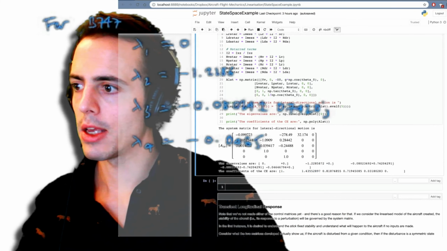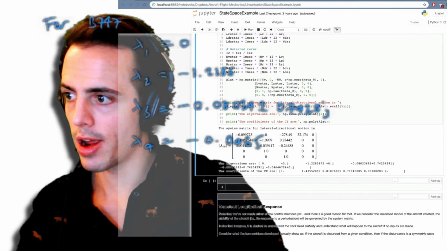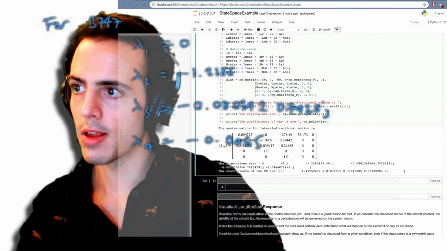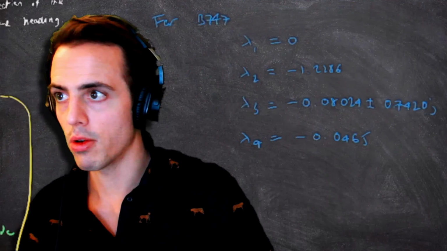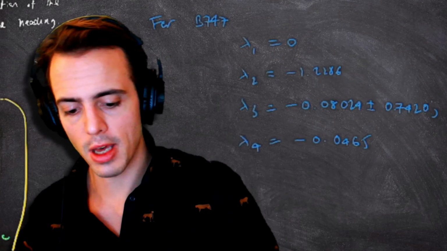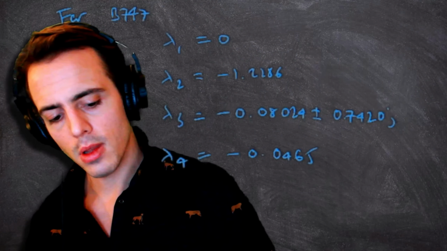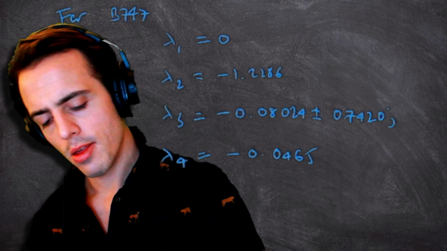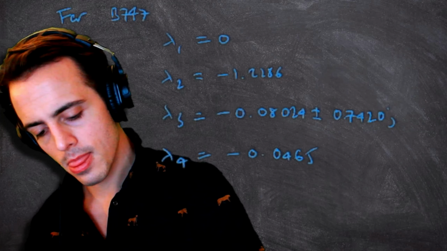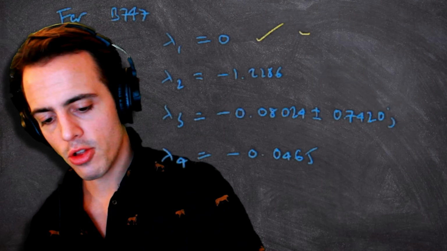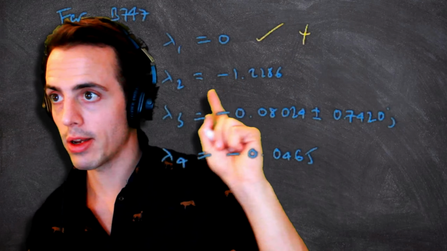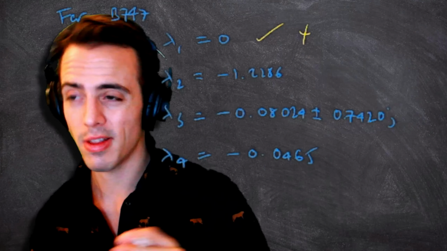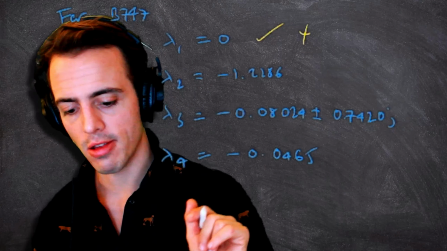These are the eigenvalues associated with lateral directional motion for the Boeing 747 again. You have already done this for one of your assignments, so you should be able to do this. For these eigenvalues, we can think about what they represent. This one here is just the fact the aircraft can change heading. So we can ignore this eigenvalue. It doesn't tell us anything useful about the aircraft other than the fact that it can change its heading.